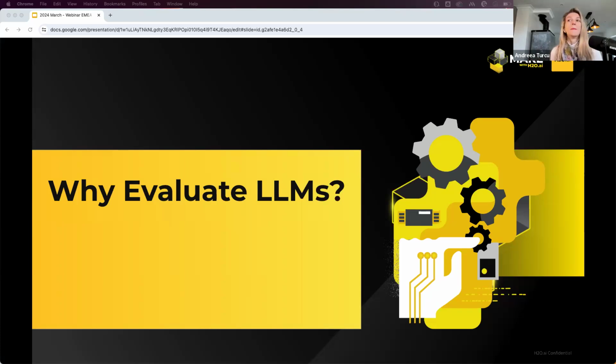But let's focus now on why we want to evaluate LLMs in the first place. As the use of large language models continues to grow, we are witnessing a diverse range of models emerging. There are so many LLMs right now that, for those who are in this domain and know how to work with them, it is sometimes difficult to assess their performance.